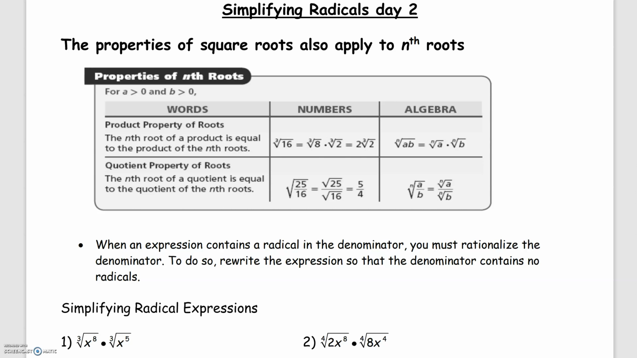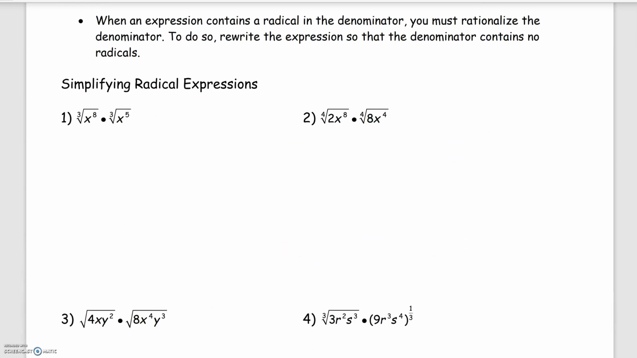So in day 2, we're going to be simplifying radicals after we multiply or divide. Now remember that we can only multiply or divide if they have the same index. So when the expression contains a radical in the denominator, we also must rationalize that. So rewriting the expression so that the denominator does not contain a radical. So let's take a look at number 1.